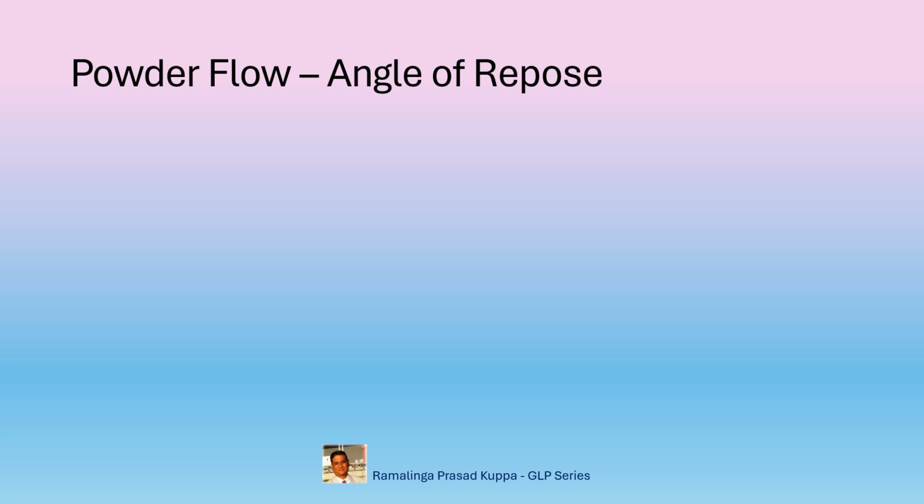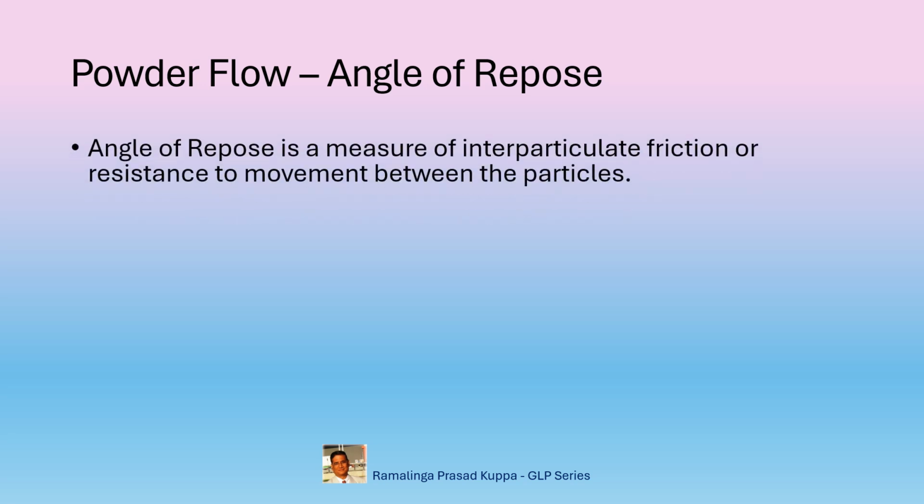Powder flow, angle of repose. Angle of repose is a measure of interparticulate friction or resistance to movement between the particles. Angle of repose is one of the important characteristics of the powder. This characteristic evaluates the free-flowing nature of the powder.